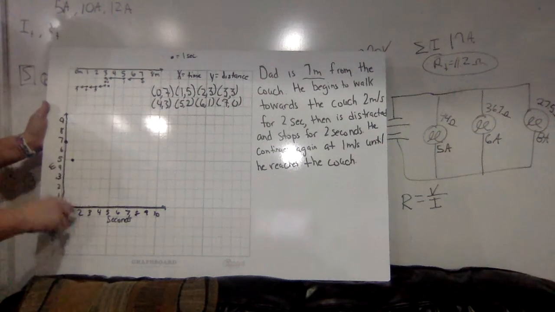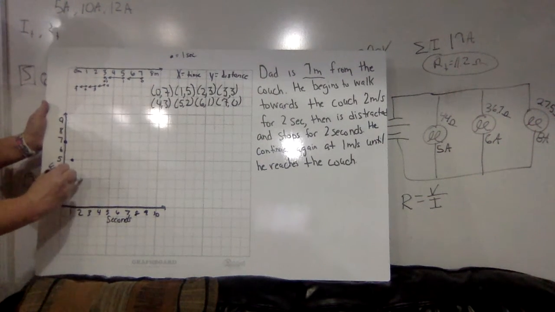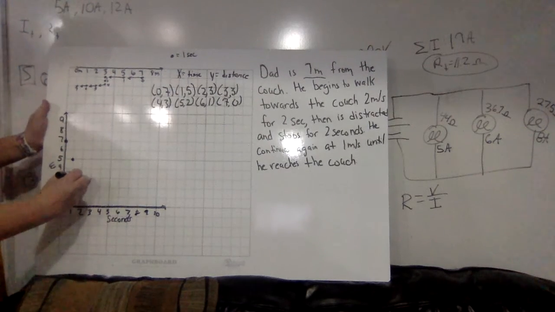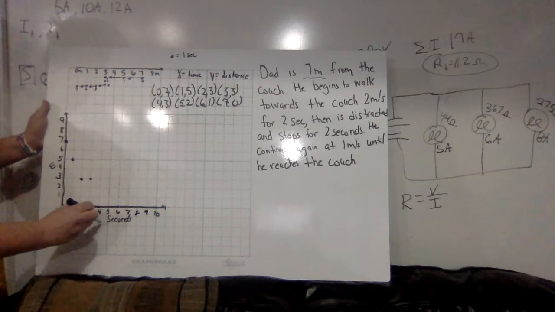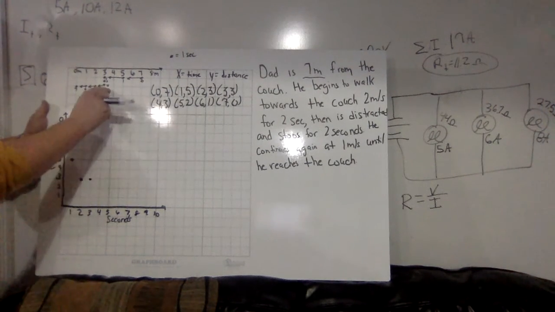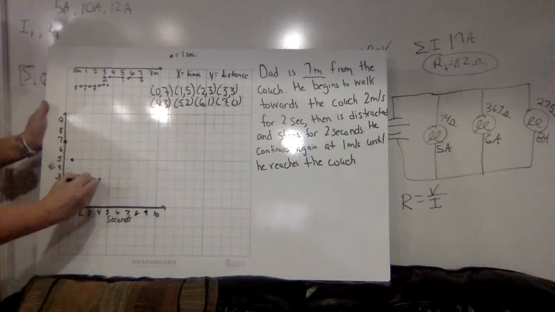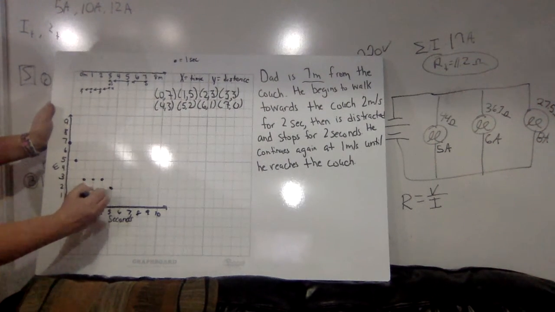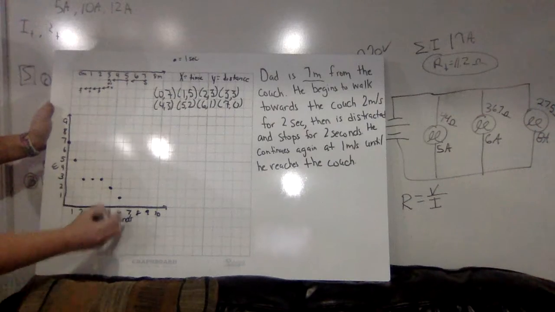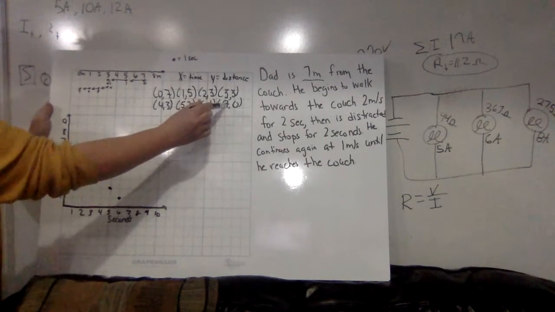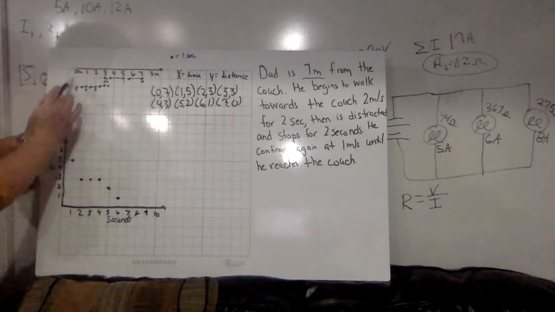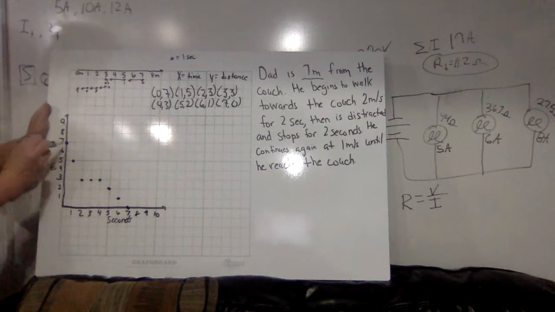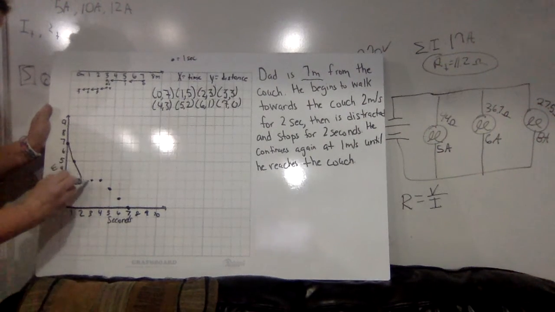At 2 seconds, I'm at 3. At 3 seconds, I'm also at 3. At 4 seconds, right here, which is right here, I'm also at 3. At 5, I'm at 2. At 6, I'm at 1. And at 7 seconds, I'm at 0 meters. And then I want to connect my dots.